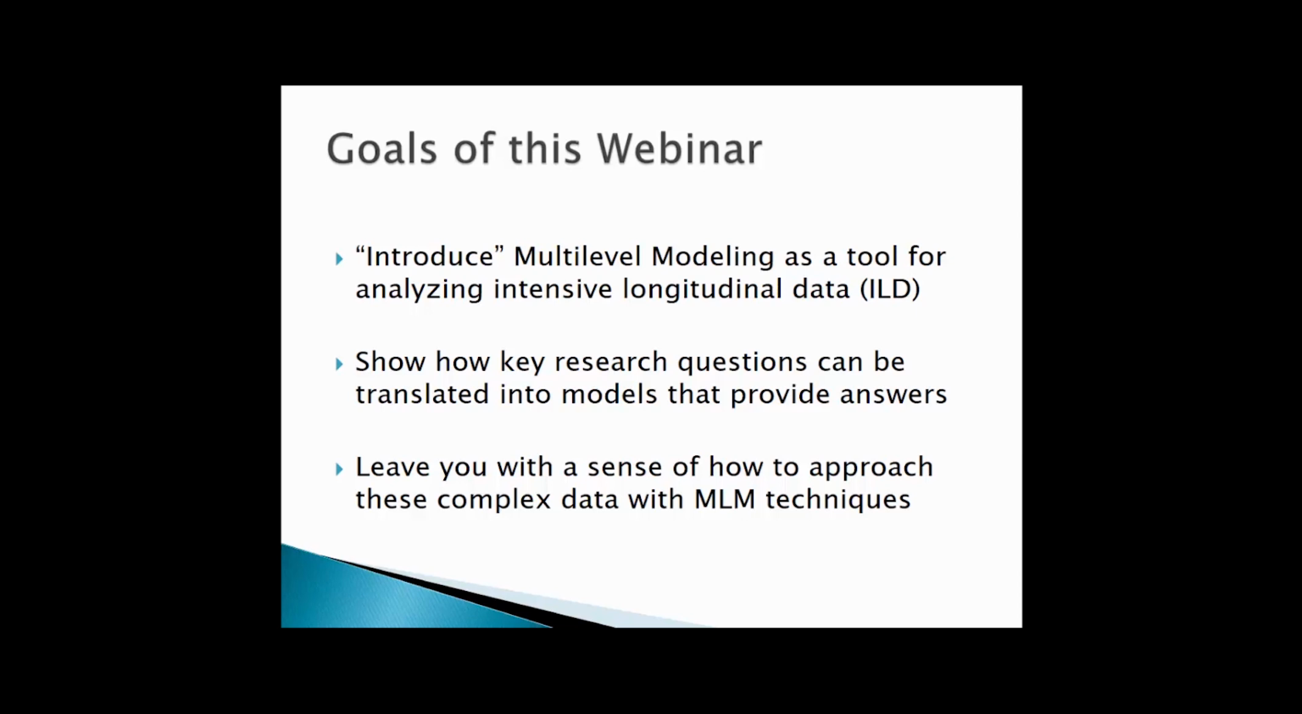And as part of that, I will be showing how to translate some key research questions in this space into models that can provide you with the answers you're seeking, and hopefully leave you with a sense of how to approach complex data such as intensive longitudinal data with multi-level modeling techniques. And I'll talk about very specific ways to do that.